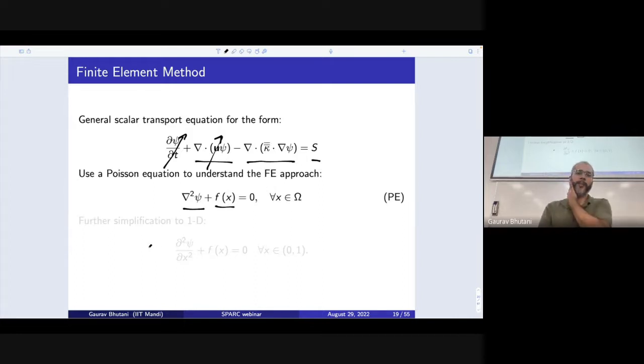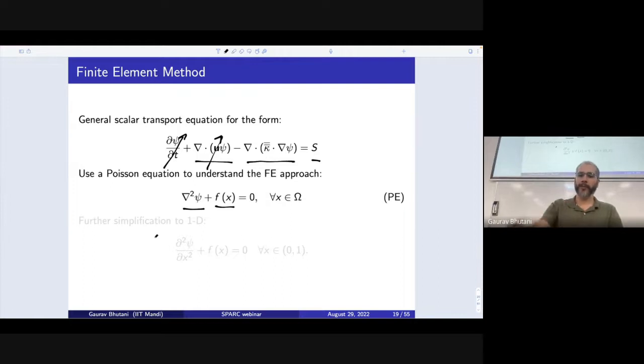This is again purely to understand the finite element approach. For a general case, you'll have to add more terms to it. But if you understand the approach, because understanding finite elements for fluid mechanics is slightly different from the way we understand that for solid mechanics, I am using this Poisson equation for explaining how the finite element approach works in fluid mechanics.